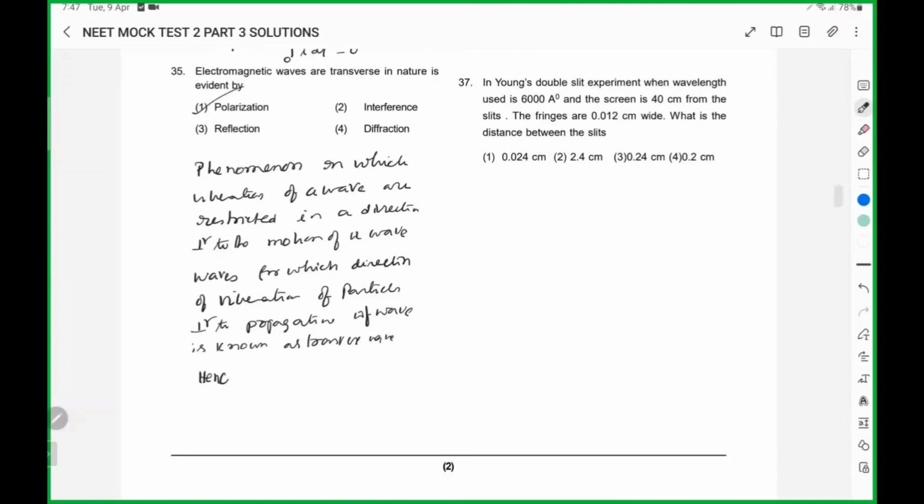So hence we say the transverse nature of electromagnetic waves, the transverse nature of electromagnetic wave is evident by the polarization.